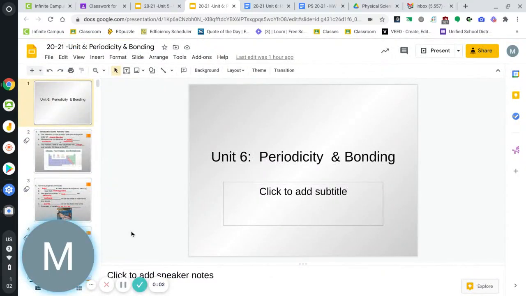All right, so we are beginning our sixth unit, and you're going to see some overlap with the electron unit that we just finished. This is periodicity and bonding. We're going to continue doing video notes, and there might be times where there are demos that you just need to be aware of, and when there are demos, we'll be doing those in class whenever we see you.